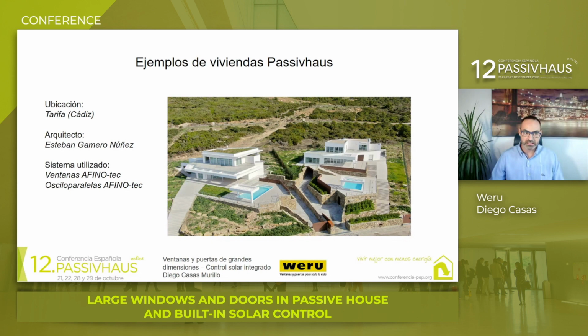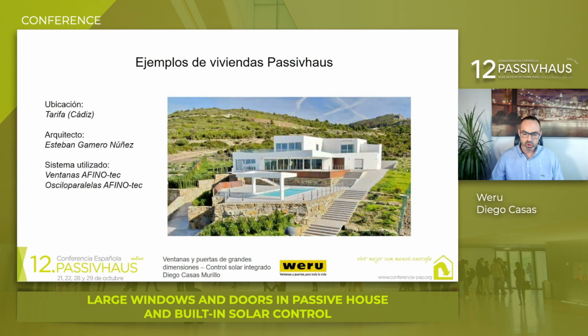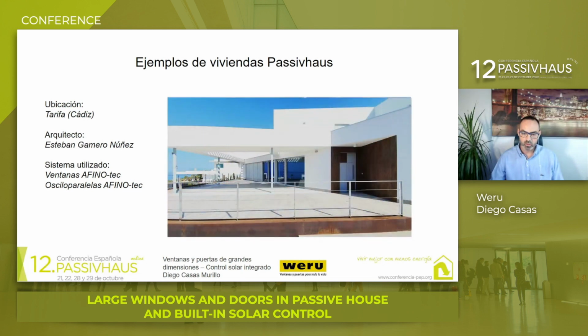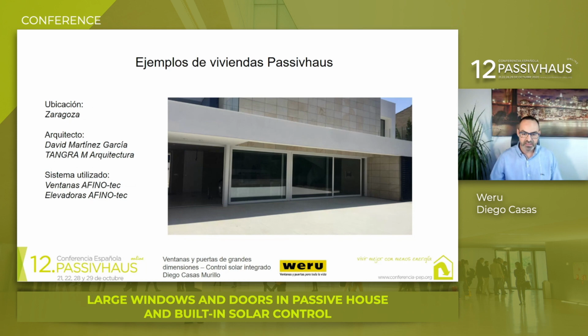Now we're going to look at 3 examples employing mainly large elements. The first are 2 homes in Tarifa, Cádiz, southern Spain, by the architect Esteban Gamero Núñez. These are the 2 southernmost certified homes in continental Europe. They mainly used these types of doors, as you can see, opening to the exterior, and take into account solar control that I'll describe in detail later.